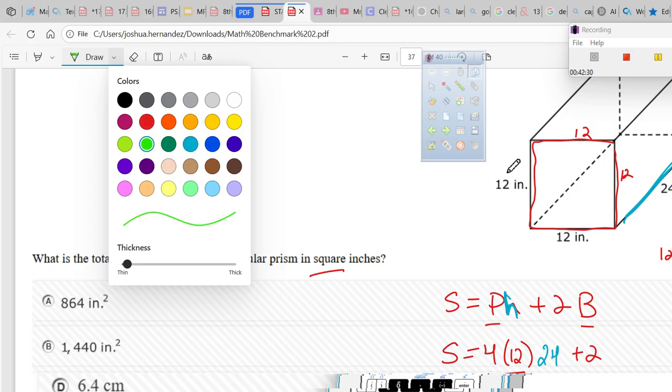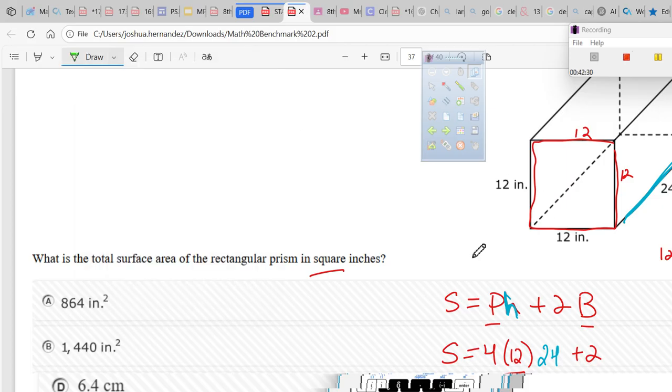Now, area of the base. I'll change that to maybe green. How do you get the area of a base? You get these two numbers here. To get the area, you multiply length times width. Okay? So I'm going to go 12 times 12, which is your big B, area of the base. And you just put that in the calculator.